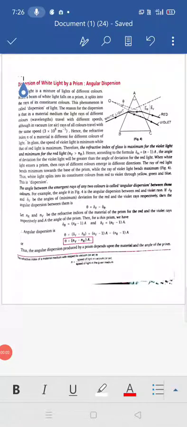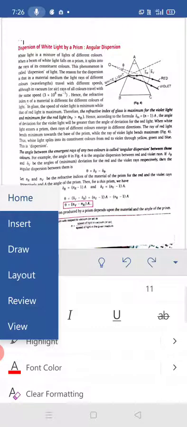Hello students, now let me explain dispersion, angular dispersion. Okay, the derivation of angular dispersion. In my last class I've already explained to you the concept of dispersion. Now let me explain the derivation of it.